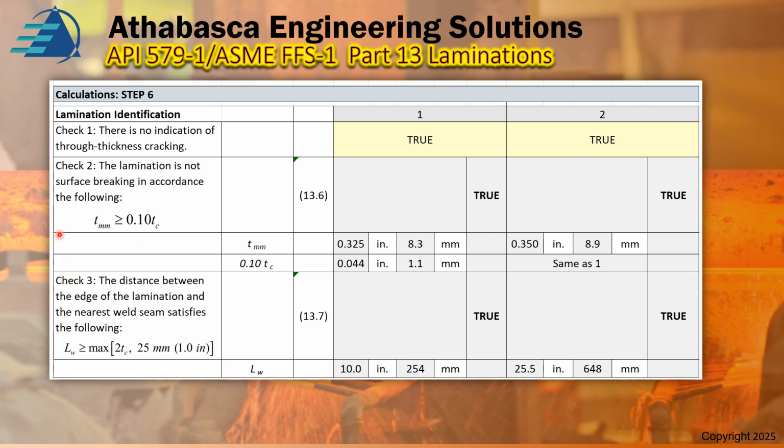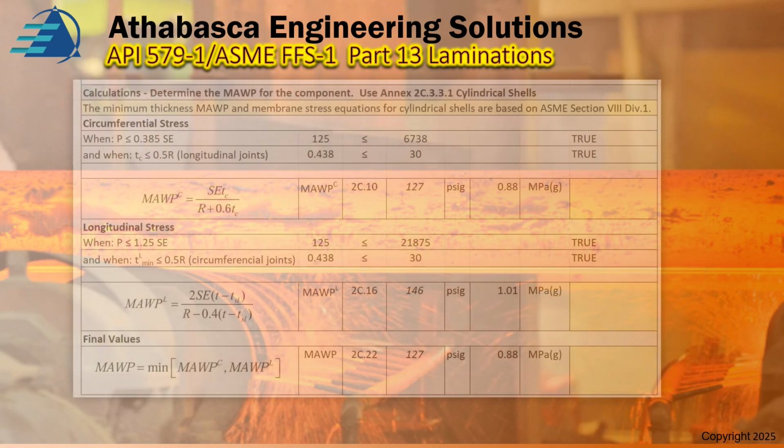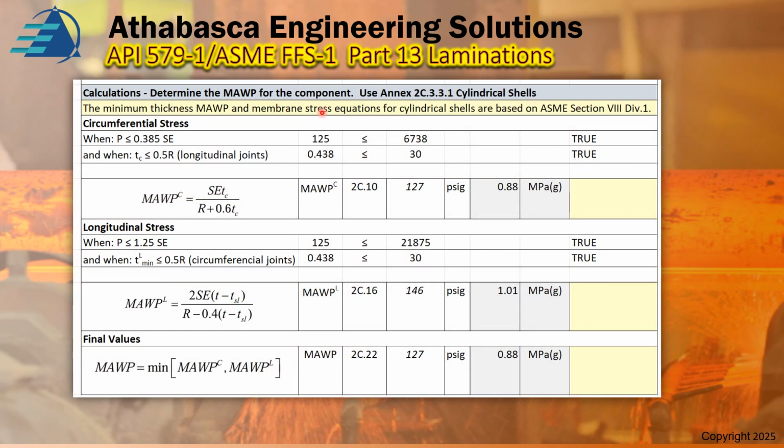So let's look at the conclusion then. The calculation passes, so let's proceed to step number 7, and look at the final calculation. We go to Annex 2C in the 2021 edition for cylindrical shells, because that's what we have.